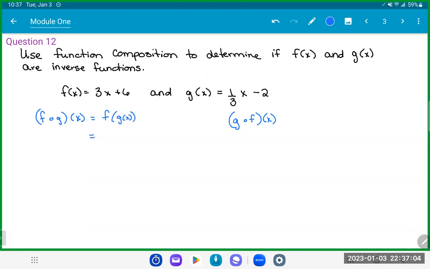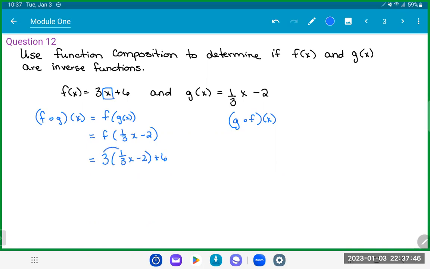Okay, so that can simplify a little further. My g function here, we could see g function is really 1/3 x minus 2. So what that's saying is everywhere I see an x in my f function, I'm going to substitute in this 1/3 x minus 2. So I'm subbing this into this x. That gives me 3 times my x, so I'm going to sub in this 1/3 x minus 2 for that x, plus 6. And now I want to simplify.